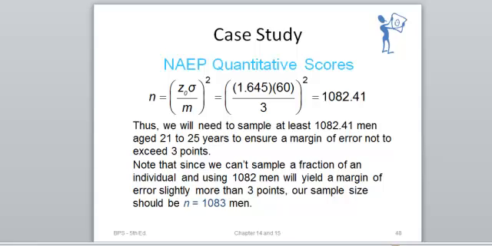So, we would say that we need 1083 in our sample size. Another way to say that is we need a sample of at least 1082.41 men aged 21 to 25 to ensure a margin of error not to exceed 3 points. Now, since we can't sample a fraction of an individual and using 1082 will yield a margin of error slightly more than 3 points, our sample size should be 1083. As we said, you go to the next greatest integer to ensure the confidence level that you want with the particular margin of error that you would like.